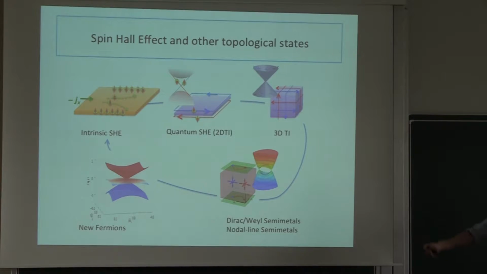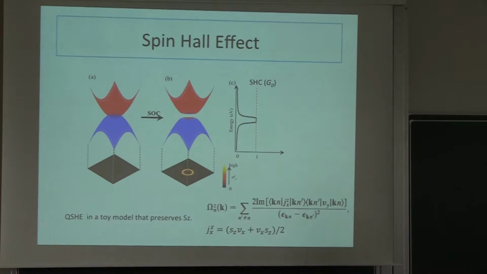And then what I try to do, let's just close the loop. Let's use this new Fermi or semi-metal, especially semi-metal, and go back to the intrinsic spin Hall effect. This is just to calculate the number, whether and how much they can contribute. Well, for sure, this depends on the material. And this is a really toy model from the quantum spin Hall effect.